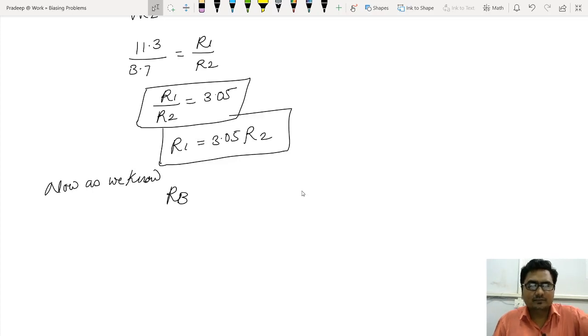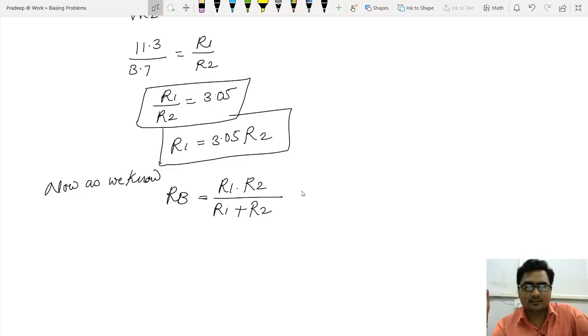RB is equal to, now what we know RB is equal to what? It is a parallel combination of R1 and R2. So it means it is R1 multiplied by R2 divided by R1 plus R2. Is it not? R1 R2 divided by R1 plus R2. That's the parallel combination of R1 and R2, which is nothing but your RB.